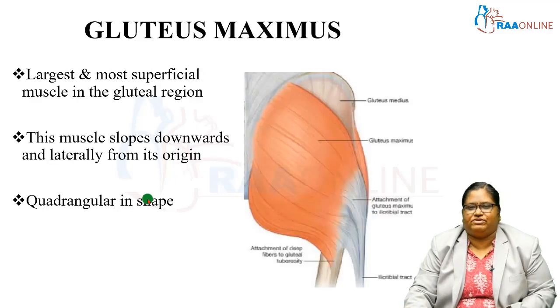Now we will see the superficial layer. The first muscle is the gluteus maximus. This is the largest and most superficial muscle in the gluteal region. If you see, this muscle slopes downwards and laterally from its origin. If you look at the shape, it is more or less quadrangular.